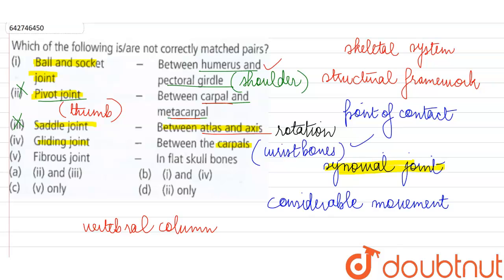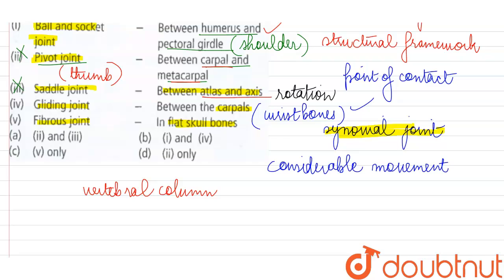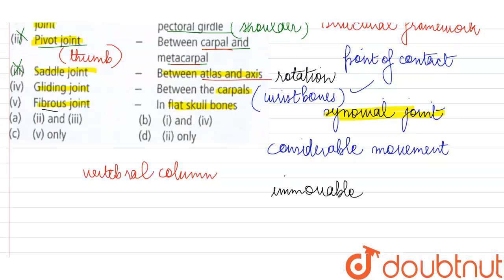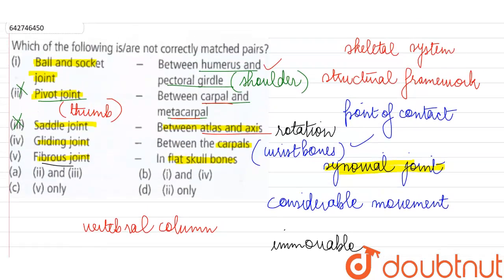And again, lastly they are saying fibrous joint in the flat skull bones. So the bones which make up the skull, which make up the cranium. Obviously they do not show any kind of movement with respect to each other. It is an immovable type of joint. So this is a fibrous joint where bones are fused completely. They are fused end to end with the help of fibrous connective tissue, and no movement is possible, such as in our skull. So again, a correct combination.